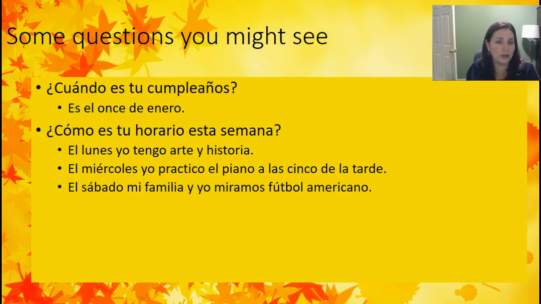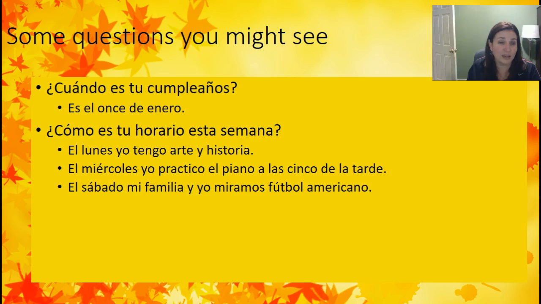So we have el lunes yo tengo arte y historia. So you might say, Monday I have art and history. So just like another capitalization thing, in English we would have the subjects like math or science or social studies capitalized. But in Spanish, they do not have them capitalized. The second one would be, el miércoles yo practico el piano a las 5 de la tarde.